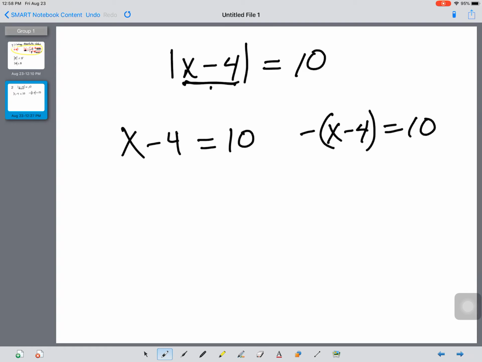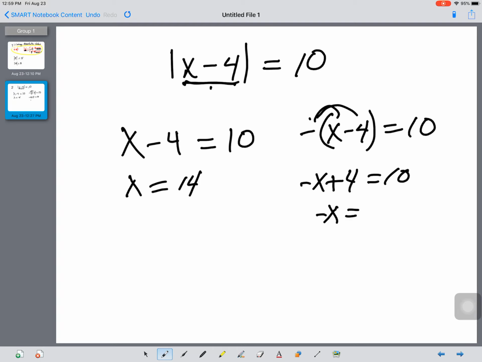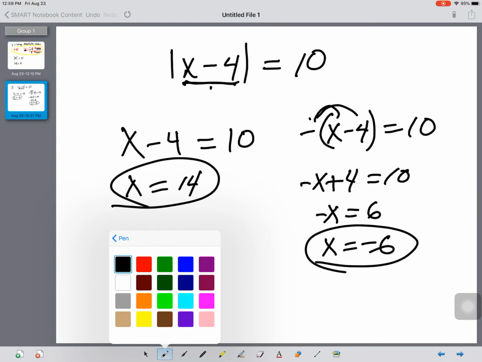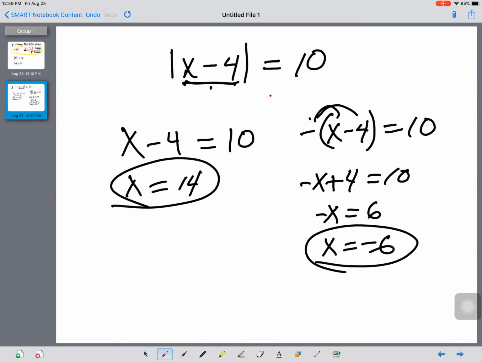Now to solve, of course, the equation, you just add 4 to both sides on this one and get 14. Over here, first, of course, you need to distribute the negative and get negative x plus 4. And then you're going to subtract 4 from both sides, and then divide by negative 1, or multiply by negative 1, either way. And so both of these answers are true. Now, as it turns out, when you have the absolute value of a number equal to something, you use the word or in the middle.